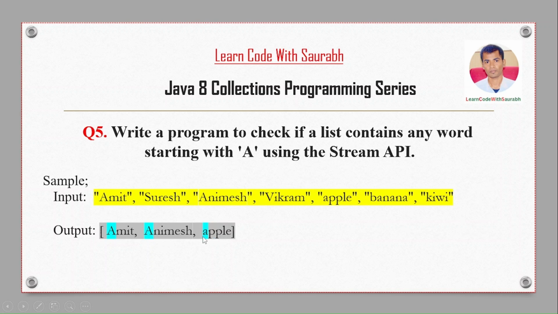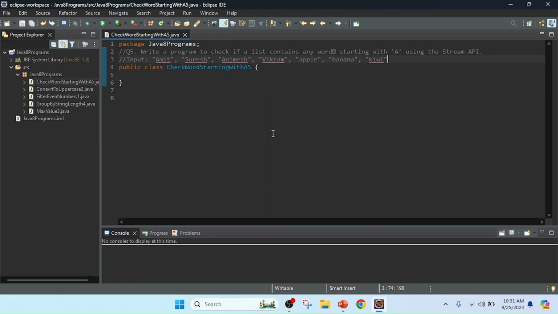So let's start. I will create a class. I created a class in Eclipse, and the class name I keep as CheckWordStartingWithA, and 5 is the question number, so our program number. So I just keep it as 5, and I keep a simple input, and it will help to save the time. So now I'm going to write a main method, and I created the main method.